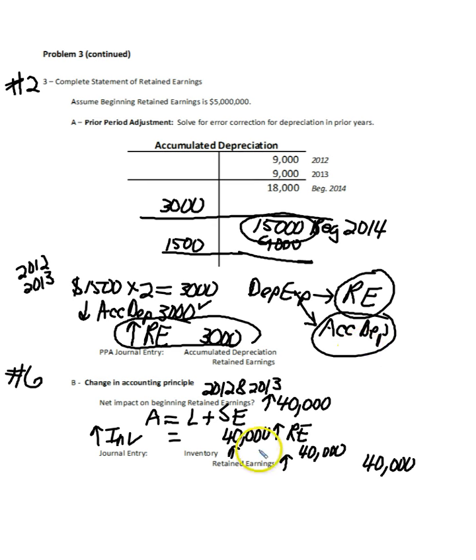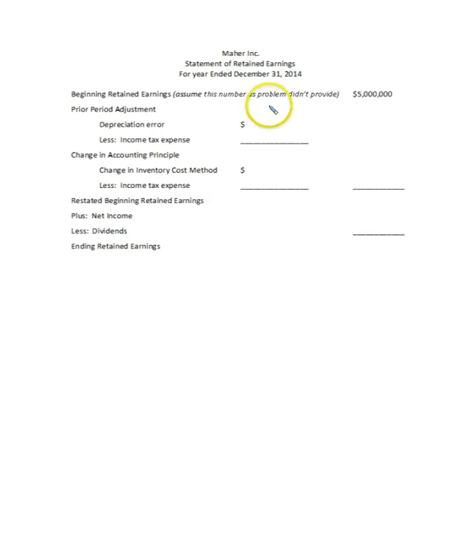Okay, so let's take these two things. These are restating beginning retained earnings, 3,000 and 40,000. So let's go to the next sheet. The problem didn't tell us the beginning retained earnings. I just made this up at $5 million. There are two things that can adjust our beginning retained earnings. One is error correction, those prior period adjustments. So here we have a prior period adjustment for the depreciation. Remember, that was $3,000, and that was going to increase retained earnings.